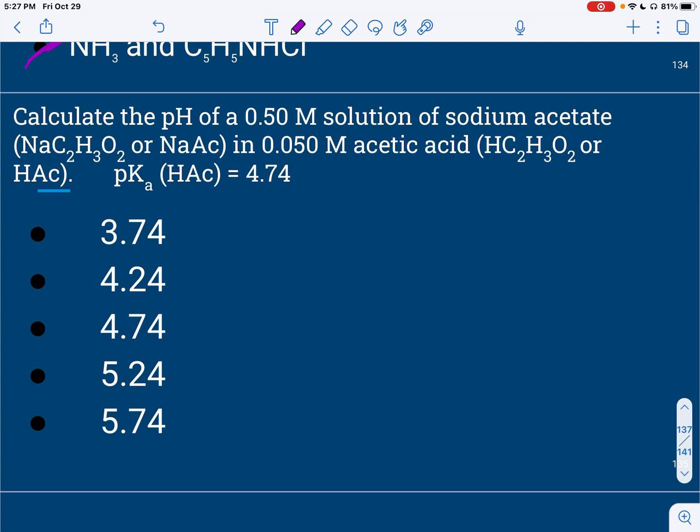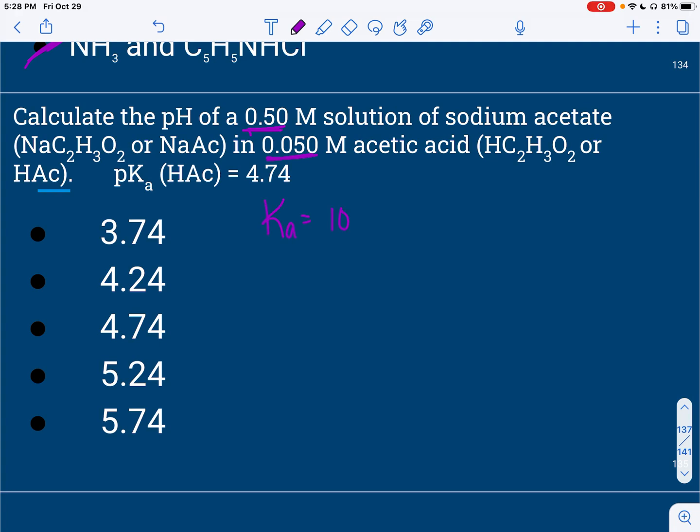All right, so this is a lot like the one we just did before, but since these are not equal molarities, we can't say that the pKa is equal to the pH and just pick 4.74 this time, because this time we have 0.5 and 0.05. So instead, we need to set this to the Ka. Okay, so we have the pKa.